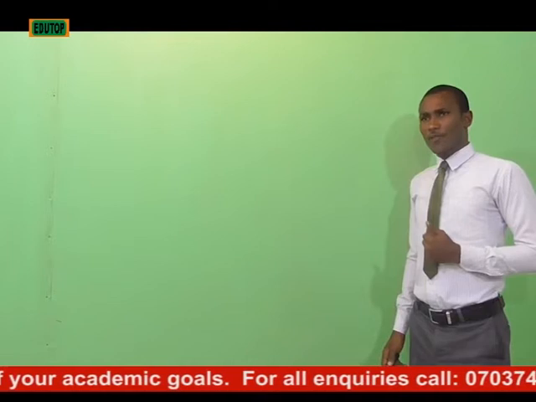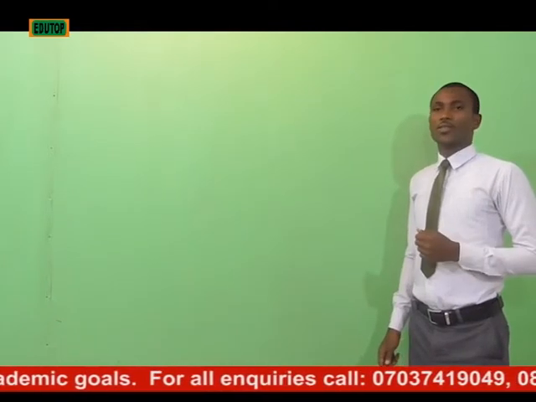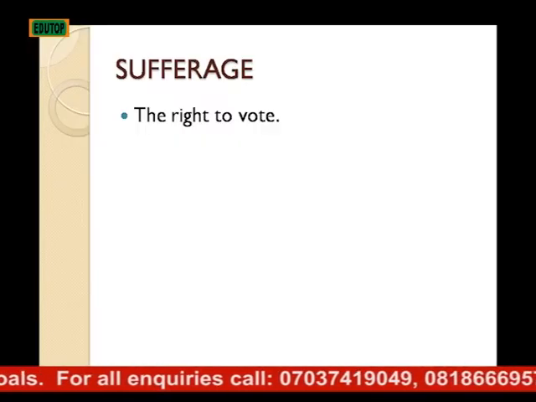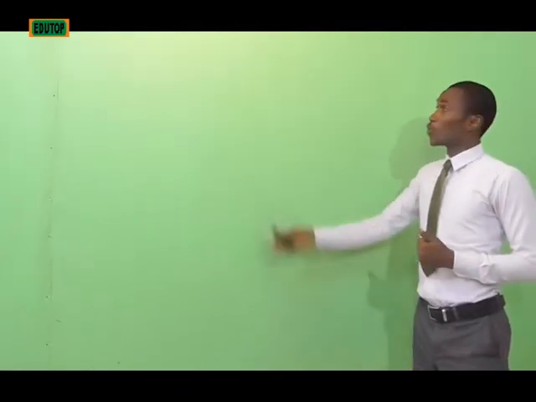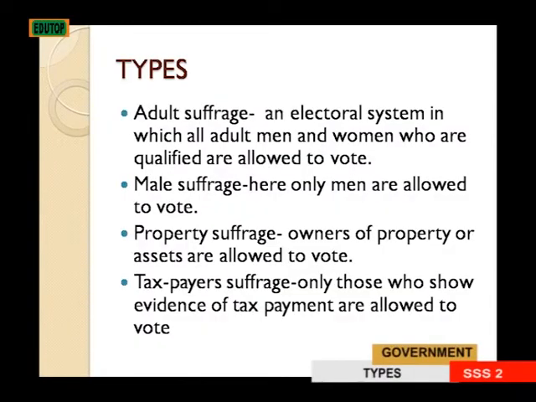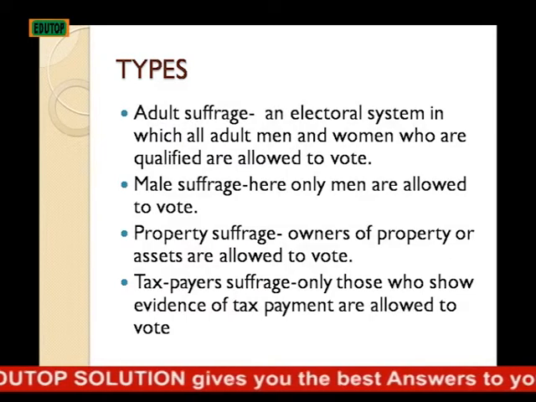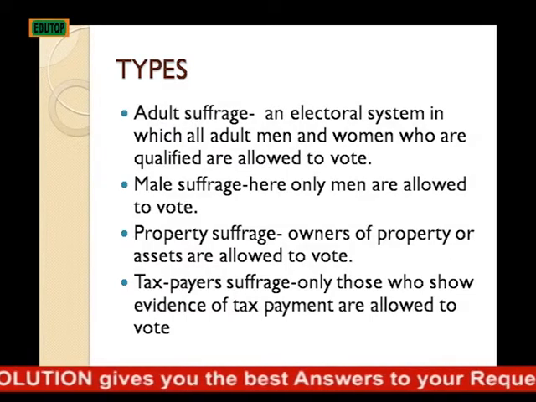Let us now talk about suffrage. What is suffrage? Suffrage is the right to vote. Of course, when there's an election, we have to talk about the right of people to vote. So that right to vote is what we refer to as suffrage. We have a number of suffrages, if you like, types. We want to discuss them one at a time. First is the adult suffrage. This is an electoral system in which all adult men and women who are qualified are allowed to vote.